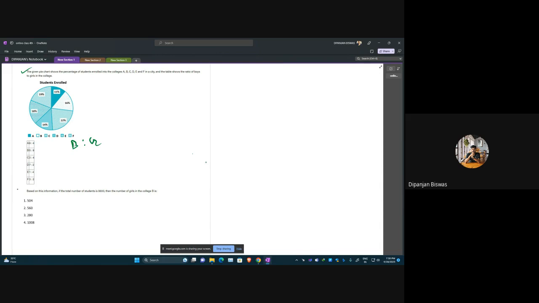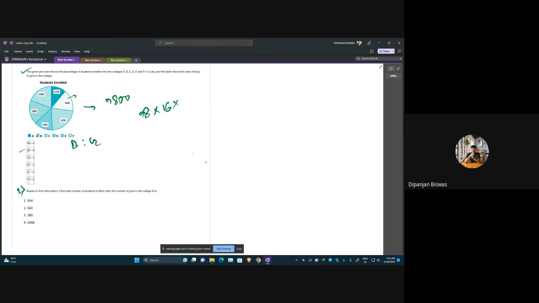Okay. So the first question is, based on this information, the total number of students is 9,800. So the value of this data chart is 9,800, the summation of all the data. I mean, all the students, 9,800 students were there. Then the number of girls in college B. So how many students were there in college B? B is this kind of sand-like texture. So 98 into 16, because 16 percent. And the number of girls was asked.